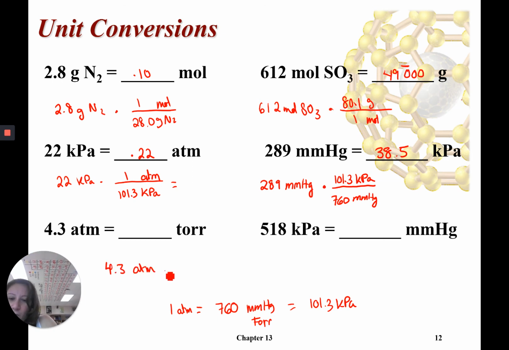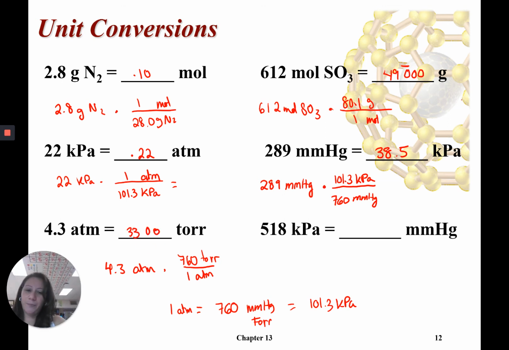Next one, 4.3 atm. We want this in torr. So put atm on the bottom, torr on top. We know that 1 atm is equivalent to 760 torr. We get 3,300 torr.